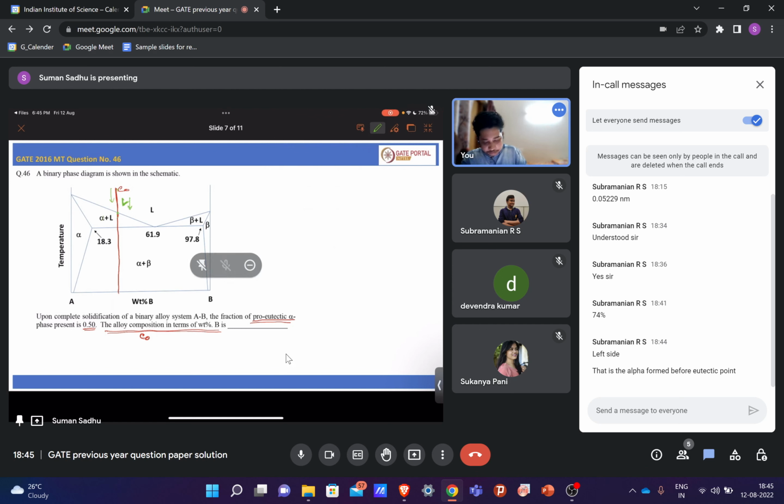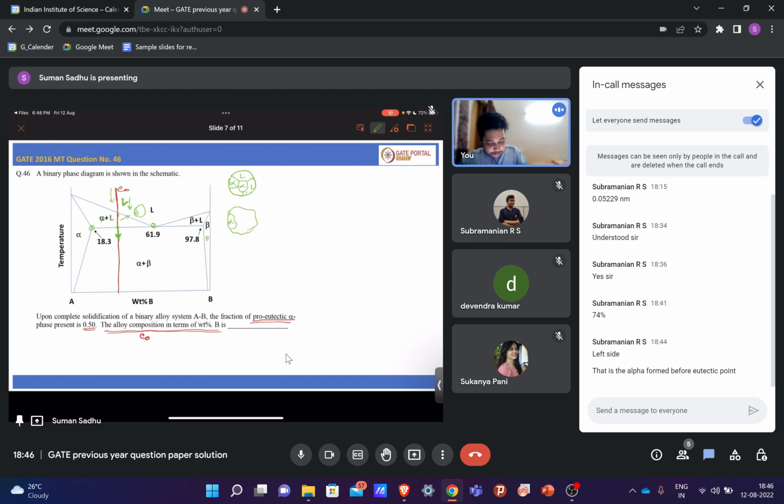So this alpha will be there and some fraction of liquid will be there. As you come to this point, alpha of this composition will be there in your microstructure and liquid of this composition will be there. Now as you cool down below, what phase will form? Alpha and beta, right? At this point, if I write it in magnified form here, alpha is there and liquid is there, right? Alpha and liquid.